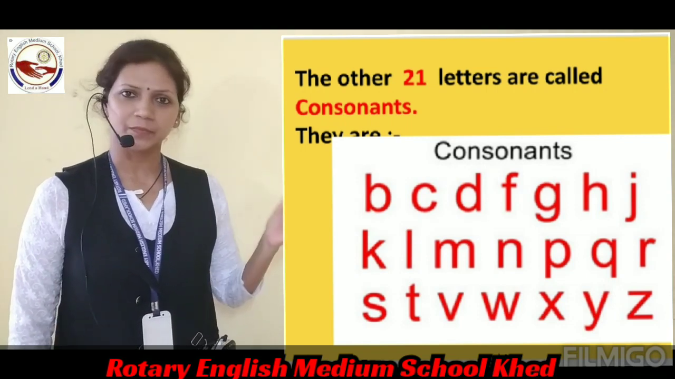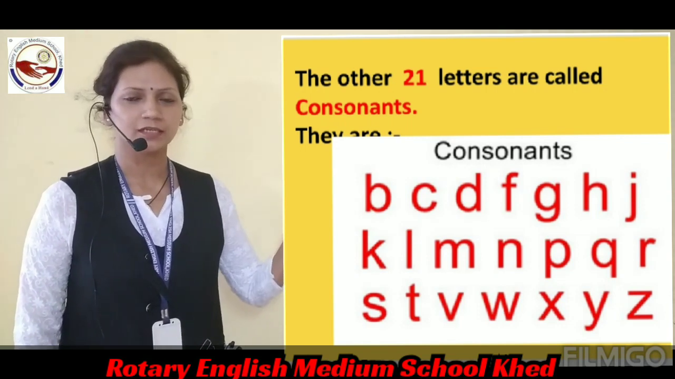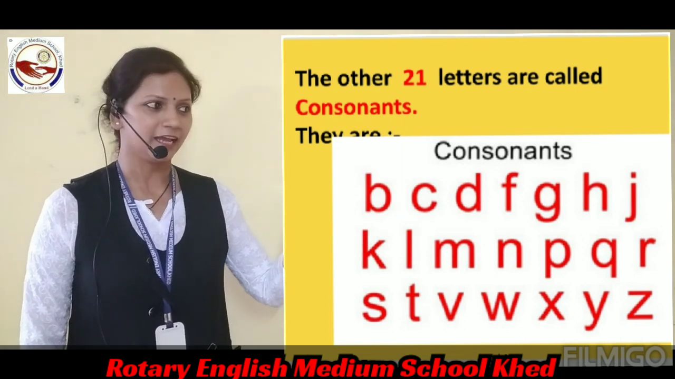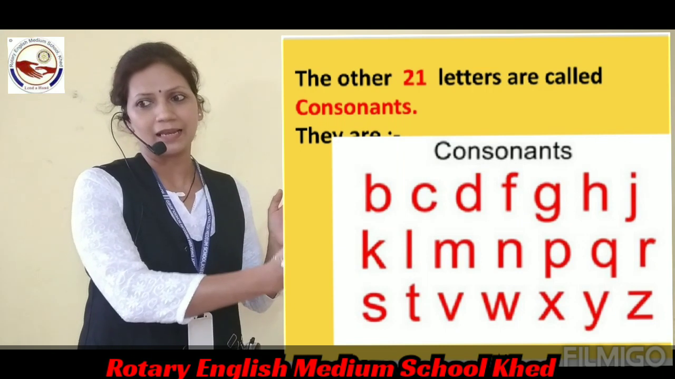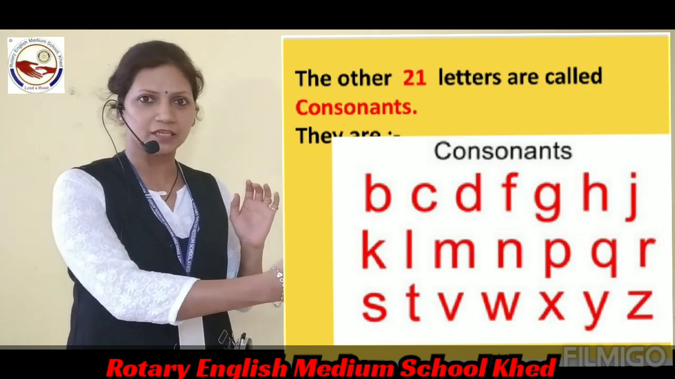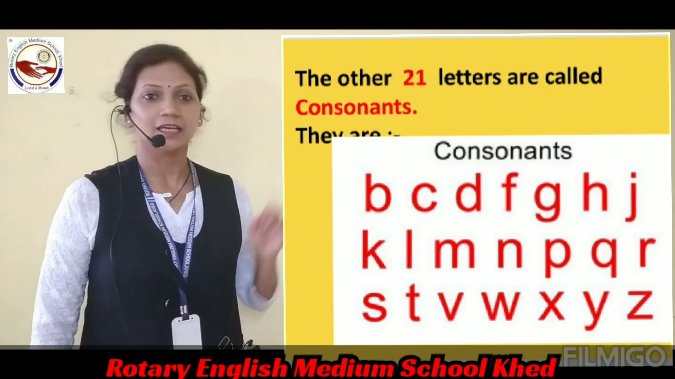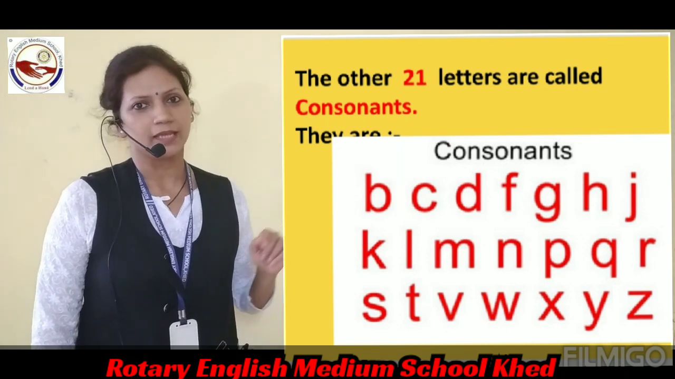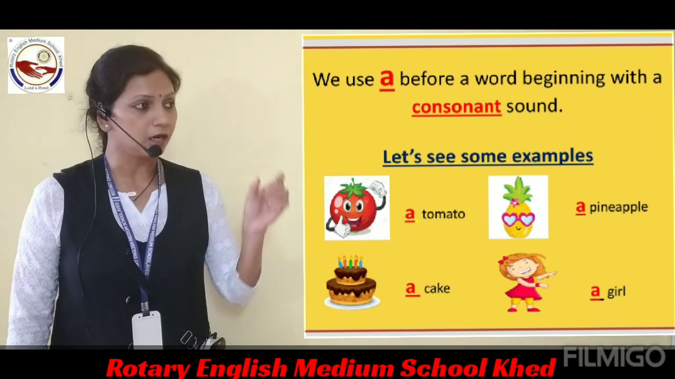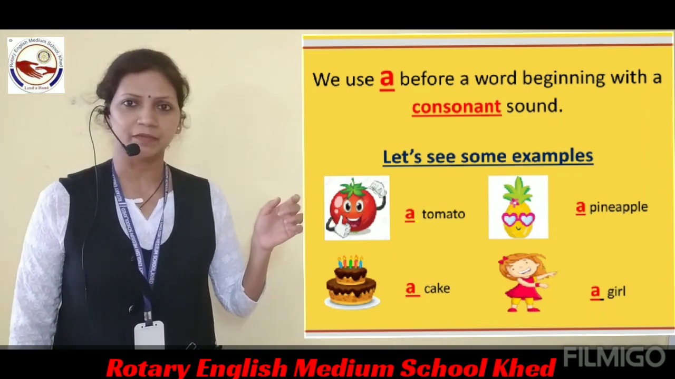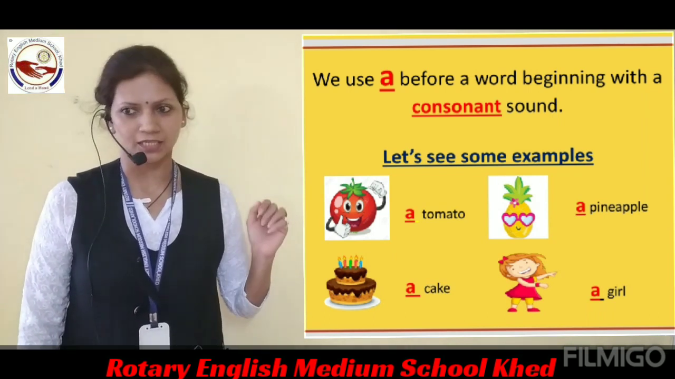They are B, C, D, F, G, H, K. Okay? The remaining are L, M, N, P, Q, R, S, T, V, W, X, Y, Z. We use A before a word beginning with a consonant sound.